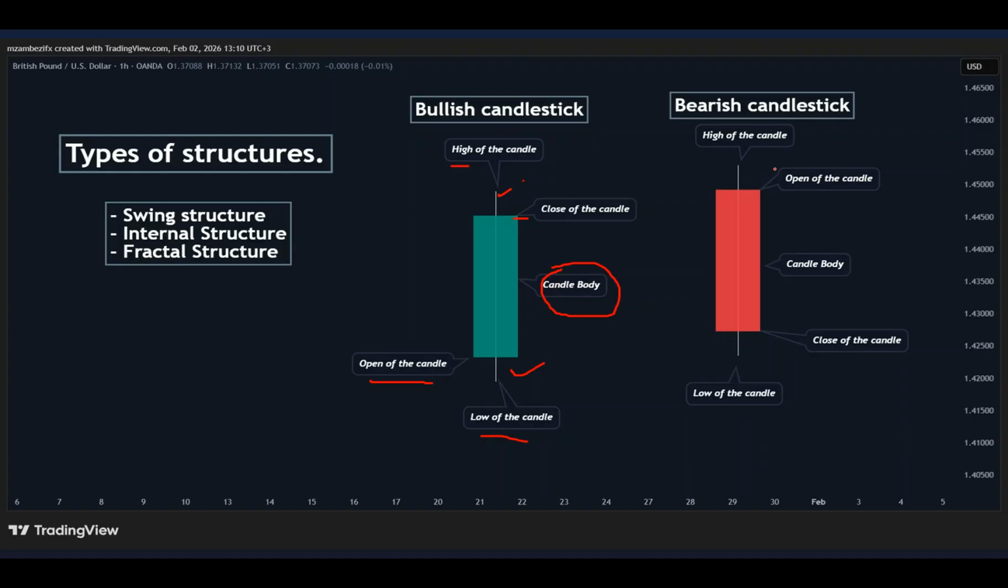For a bearish candle it is the same. The market opens with the open of the candle body, the highest point, the lowest point, and the candle body close is at this point. We have three types of structures: the swing structure, internal structure, and fractal structure. Let me talk about them.